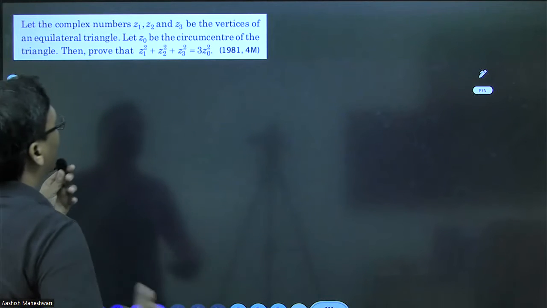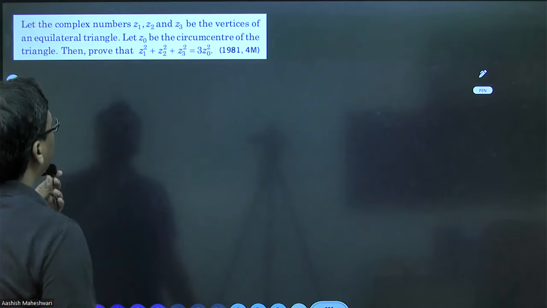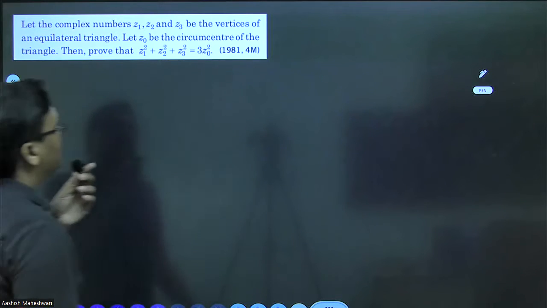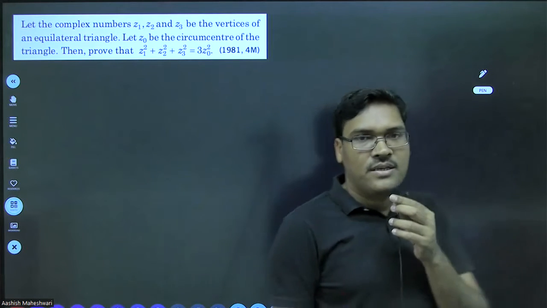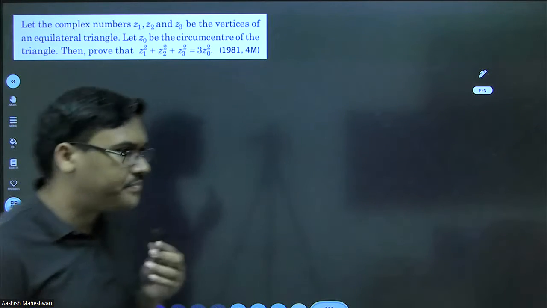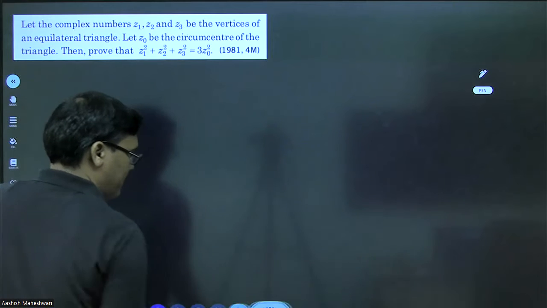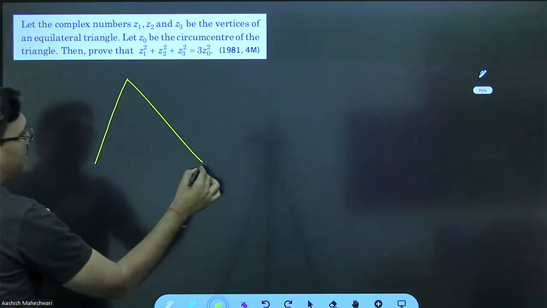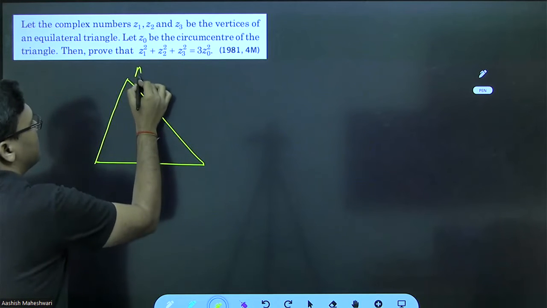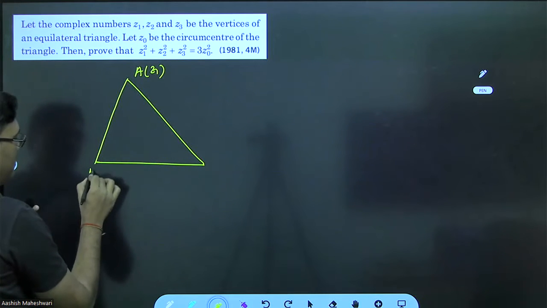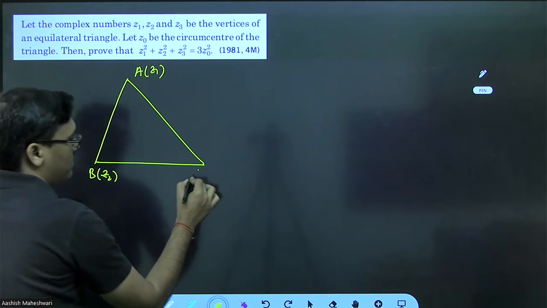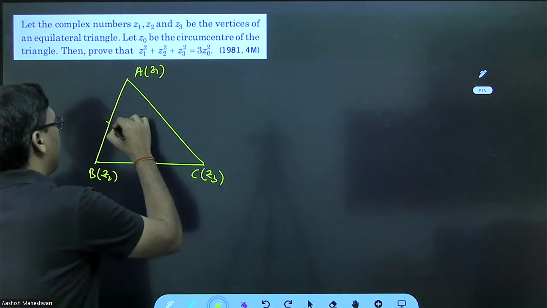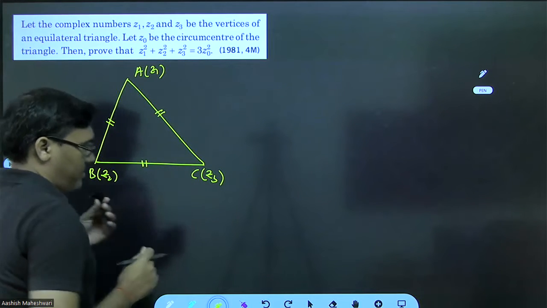So the next question is, if complex numbers Z1, Z2, Z3 are the vertices of an equilateral triangle and Z naught is the circumcenter of the triangle, then prove that Z1 square plus Z2 square plus Z3 square is equal to 3 Z naught square. Okay. So now it is given that Z1, Z2, Z3 are the vertices of an equilateral triangle. So let's say this is the triangle we have. This is vertex Z1, this is vertex Z2, and this is vertex Z3. So these are the three vertices of an equilateral triangle. That means all the three sides are equal, right?